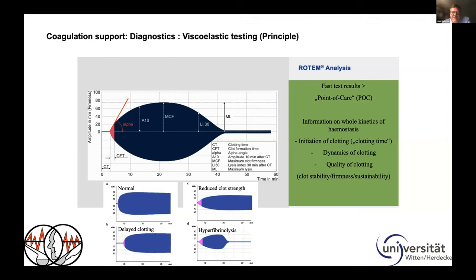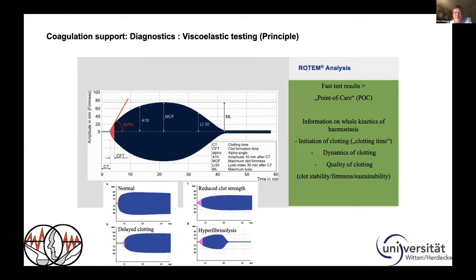And for me, I think the major advantages of this functional viscoelastic testing is that this test provides you this very reliable information on the whole kinetics of the hemostatic process in the individual patient. You have an idea how the initiation of the clotting is developing in the patient, as reflected by the clotting time. You have an idea about the dynamics of the clotting process, and of course of the quality of the clotting process, as reflected by the amplitude. And this obviously can be translated into information about the clot stability, firmness, and sustainability.